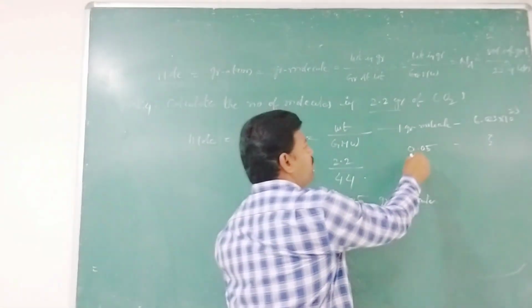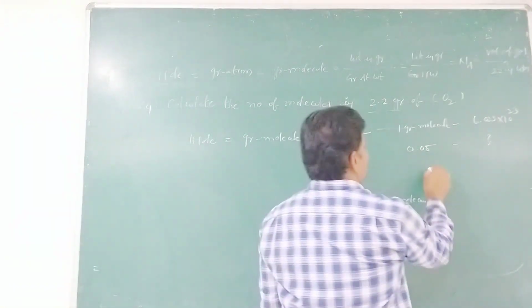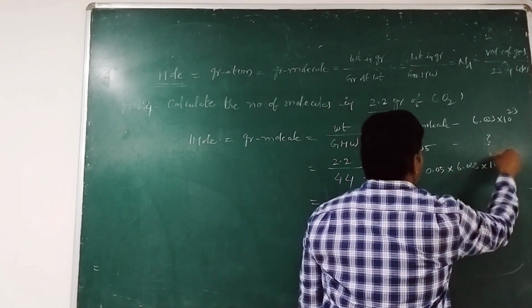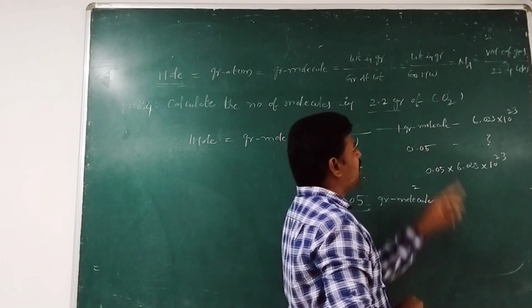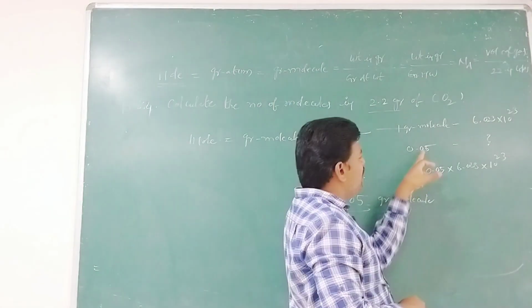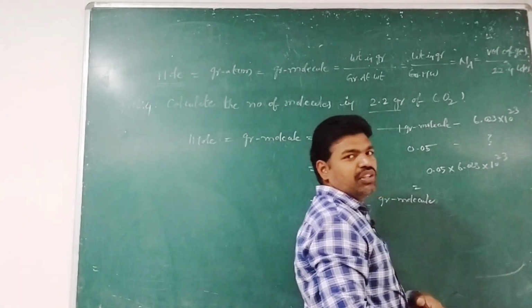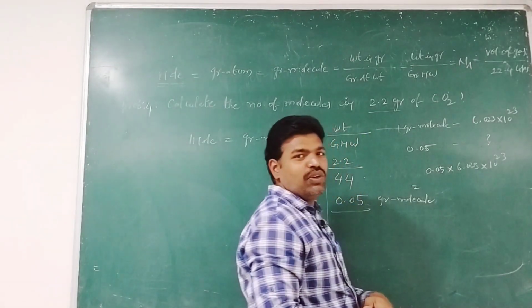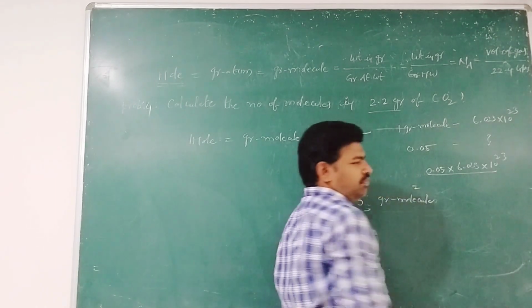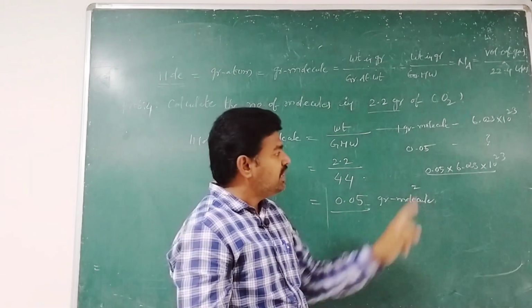You simply multiply: 0.05 into 6.023 into 10 to the power of 23, which gives the number of molecules, because 1 gram molecule contains 6.023 into 10 to the power of 23 molecules. Then 0.05 gram molecule contains 0.05 into 6.023 into 10 to the power of 23 molecules. Please do that multiplication and you can get the answer. That is one way.